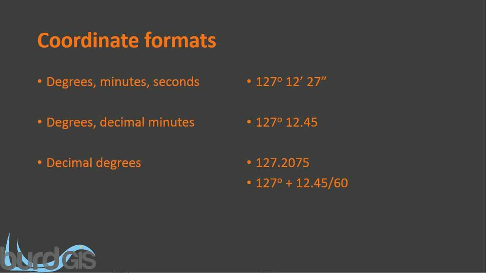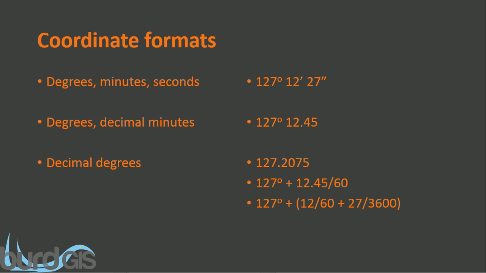Now, what if we start with degrees, minutes and seconds, and we need to get those into decimal degrees? Well, we could divide our seconds by 60 and then divide our decimal minutes by 60. Or alternatively, you could divide your seconds by 3,600, which is 60 multiplied by 60, and your minutes by 60, and then add those to your degrees. Down here we've got that formula.